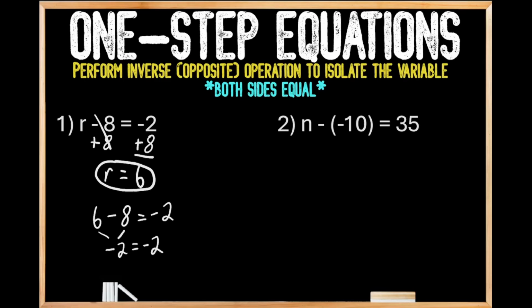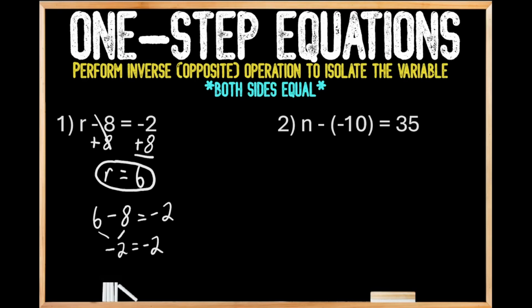Now moving on to question number 2, where this time we're being asked to solve for the value of n in the problem n minus negative 10 equals 35. So just like with our first problem, in order for us to isolate our variable of n, we're going to need to perform the inverse operation of whatever is being done to our variable. And here we're subtracting negative 10 from our variable, and the inverse operation of subtraction is addition.